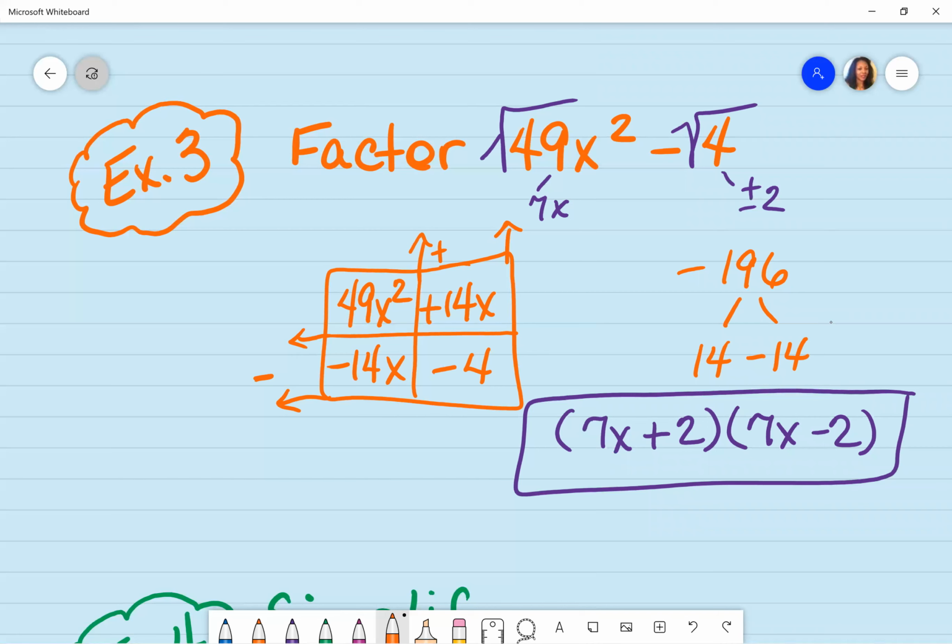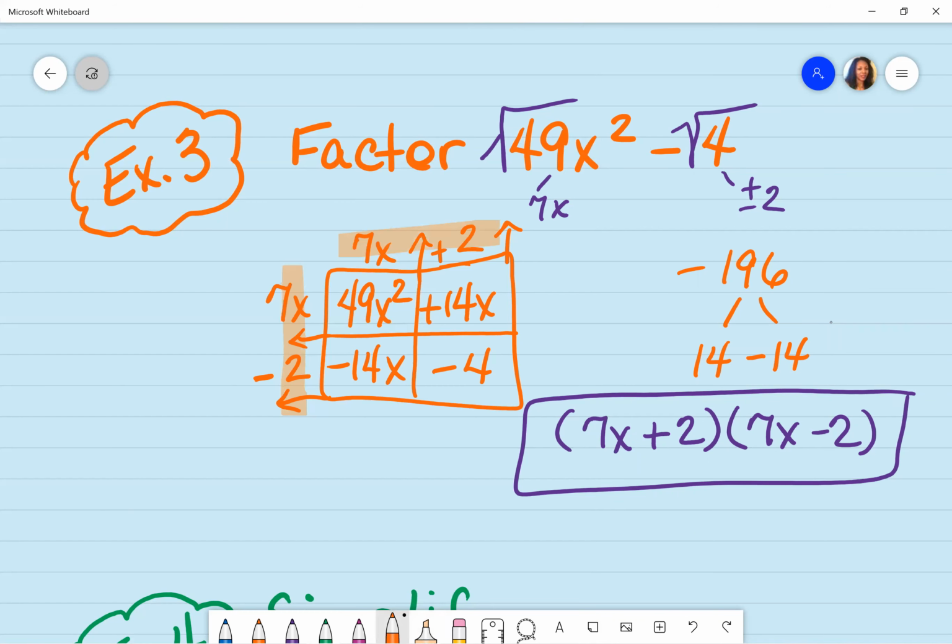The biggest number I can take out is 7x, and then the biggest number on the bottom I can take out is a -2. 7x times what is 49x squared? Well, I know that's just going to be another 7x. And then -2 times what will give me a -4? I know that is going to be a +2. So I still have my factors on the side. I just have to put them in parentheses next to each other.